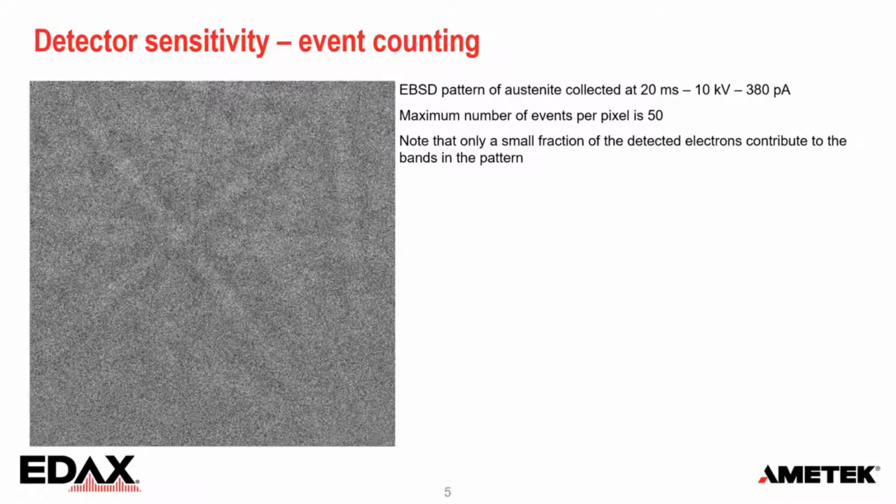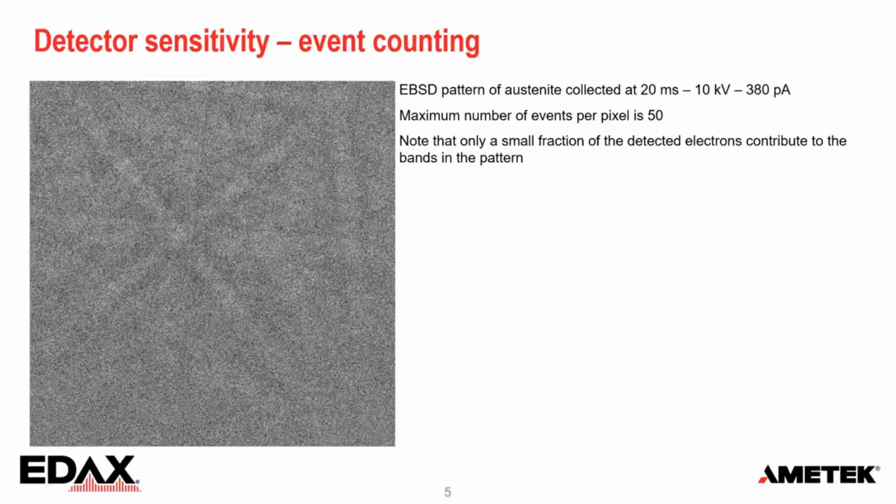The other advantage of the sensitivity of being able to collect and detect single electrons is that you can collect EBSD patterns that we can index, that we can map with extremely low beam dose. So here's an example of a pattern of austenite iron with a few hundred picoamps. And when you look at the entire image, the maximum number of electrons in any one pixel is only 50. Most of them are much less than that.